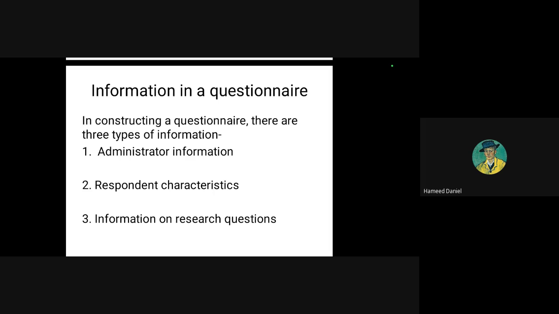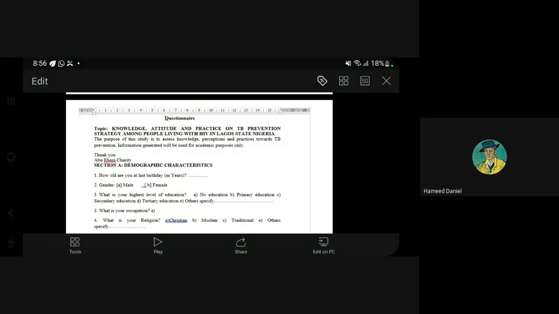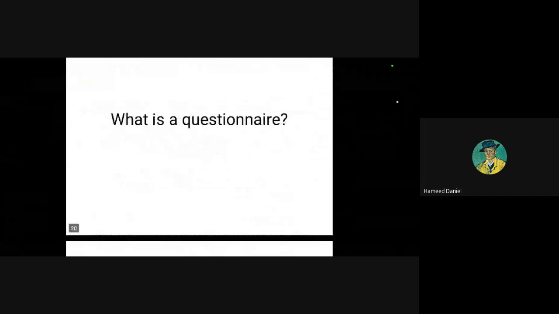Still looking at this questionnaire now. These are questions that will help you answer and help you check the level of your respondents' knowledge on TB prevention strategy, and help you assess their attitude towards and their practices on TB prevention. Those are the questions that will follow after your respondent characteristics.